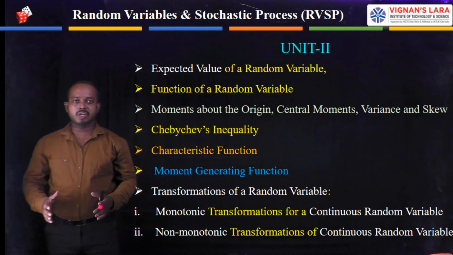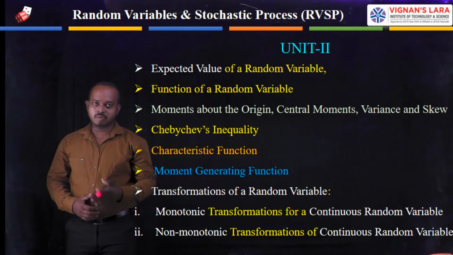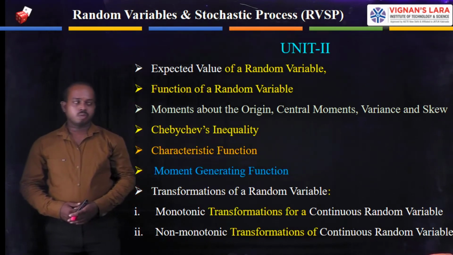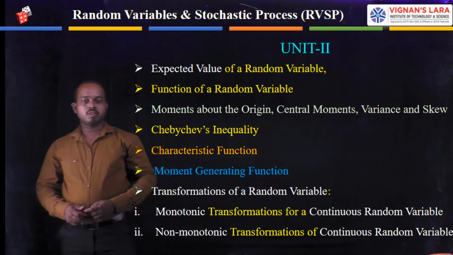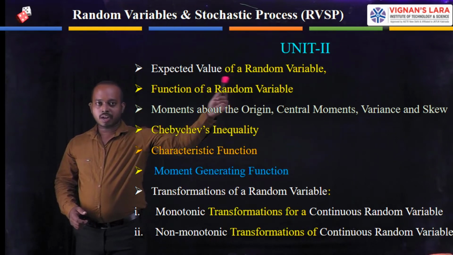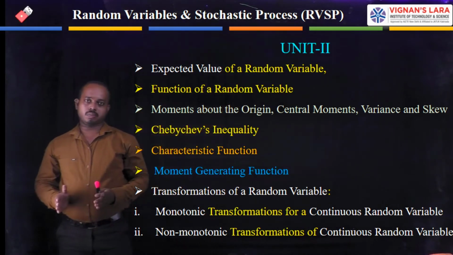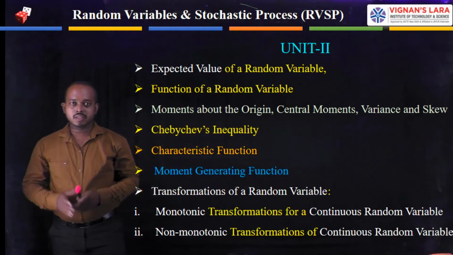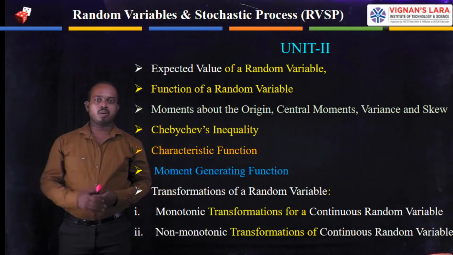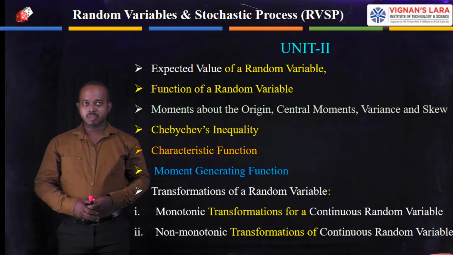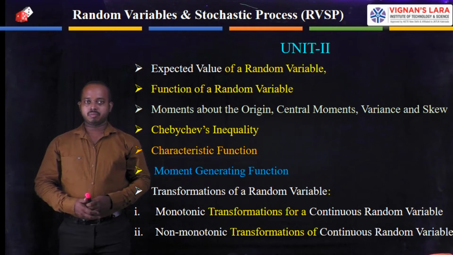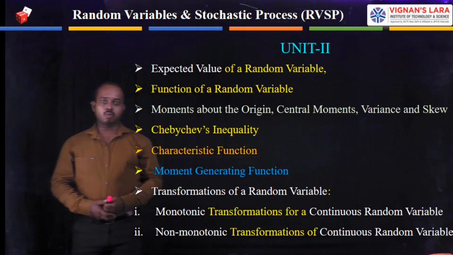The second unit is completely about the operations we can perform on a random variable. The first one is the expected value of a random variable: how to find the expectation value of a random variable. The second one is the expectation of a random function: how to find the expectation value of a random function.